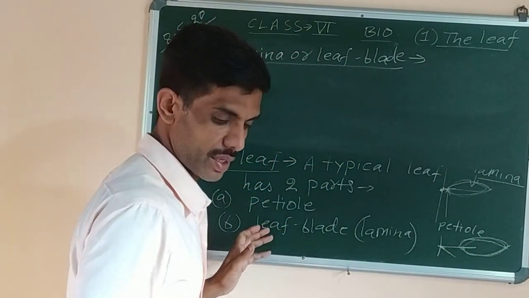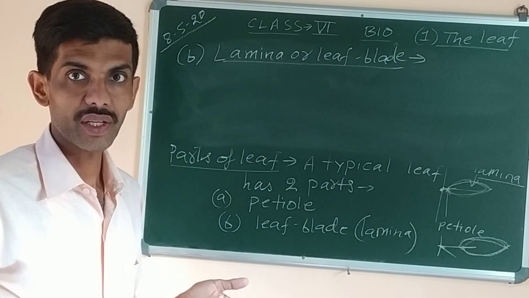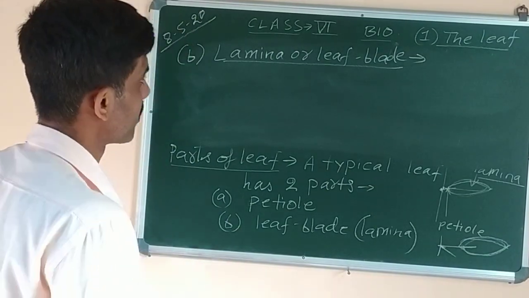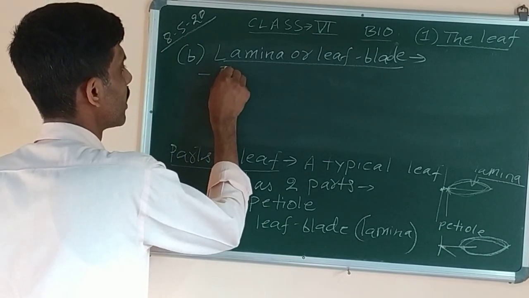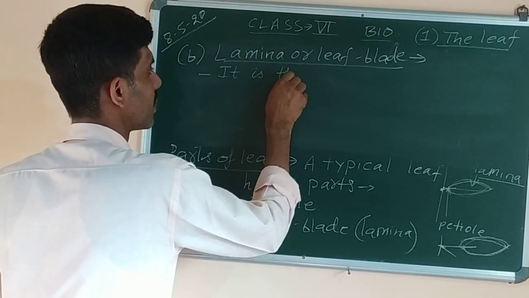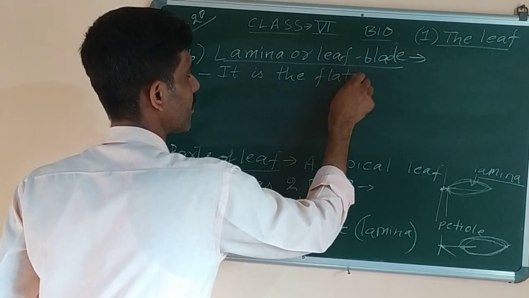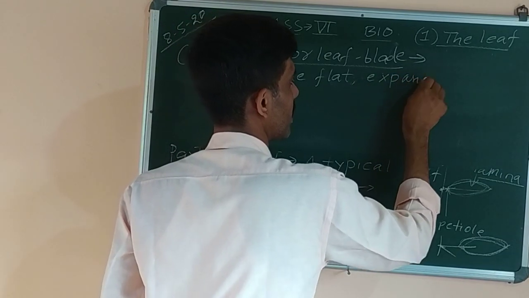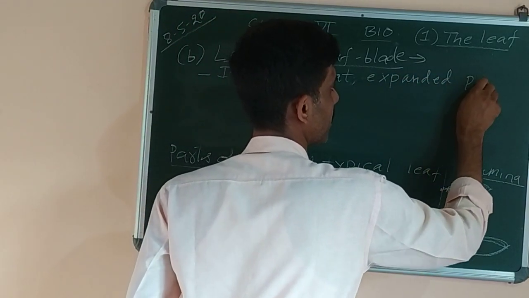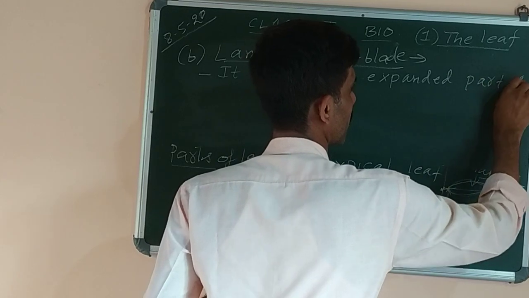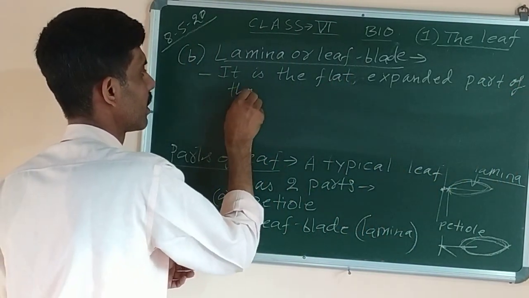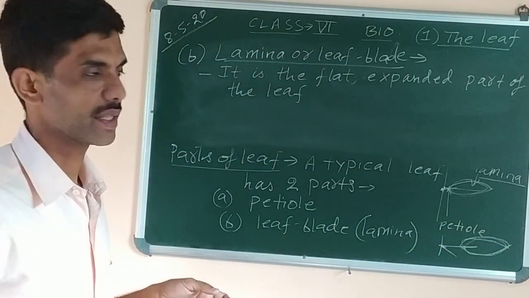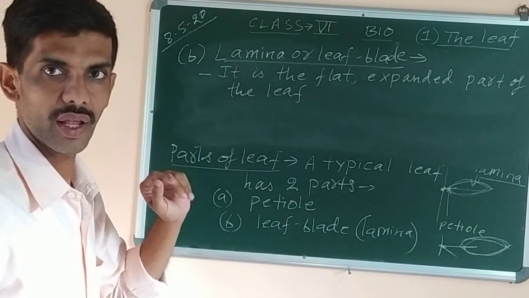Okay, and one point is that it is the flat expanded part of the leaf. Lamina is the flat expanded part of the leaf. The flat expanded part of the leaf is known as leaf blade or lamina.